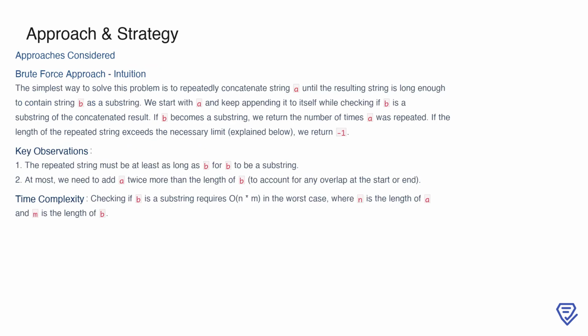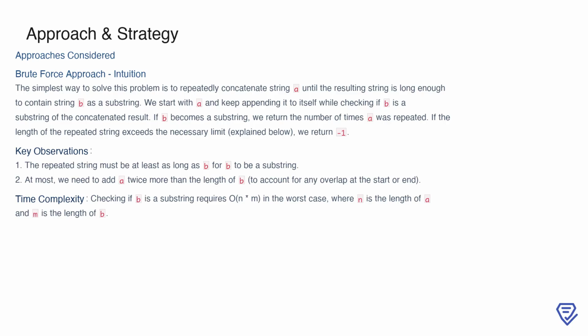To solve the problem of determining how many times string A must be repeated such that string B becomes a substring, we consider a brute force approach as an intuitive starting point. The idea here is simple. We repeatedly concatenate string A to itself until the resulting string is long enough to potentially contain B. After each concatenation, we check if B appears as a substring within the concatenated result. If it does, we return the number of repetitions of A.